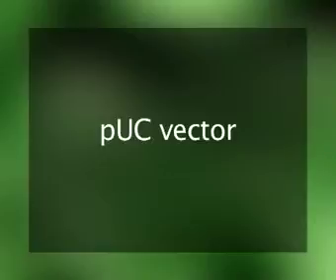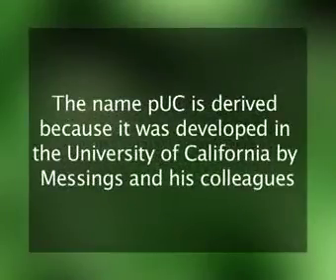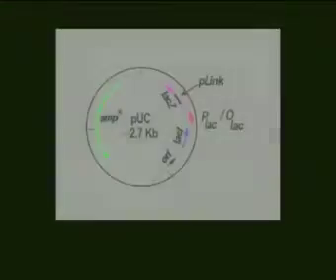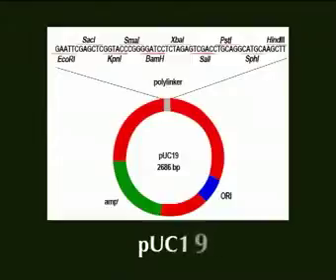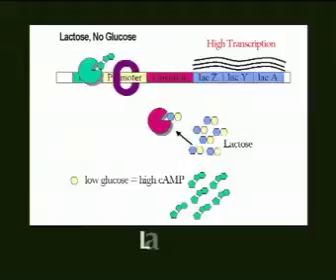Number 3 vector, pUC vector. The name pUC is derived because it was developed at the University of California by Messing and his colleagues. These plasmids are 2.7 kb and possess the ColE1 origin of replication. These vectors contain an ampicillin resistance gene and a new gene called lacZ, which was derived from the lac operon of E. coli that codes for the beta-galactosidase enzyme.